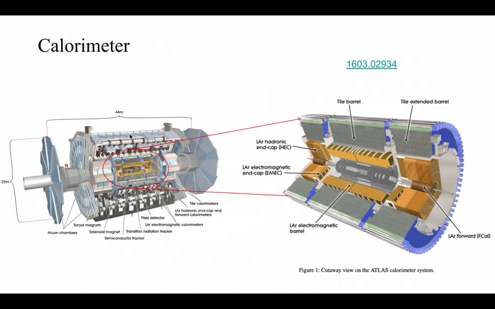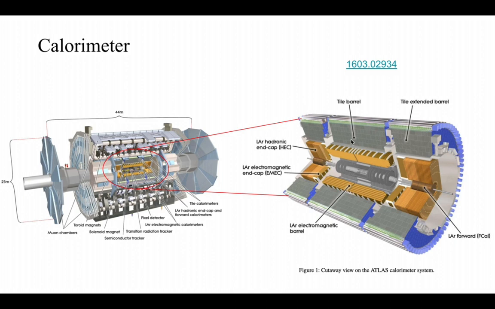Here is a 3D model of the ATLAS calorimeter. Pay attention to the human being for scale. This is the largest detector in the world. Let's focus on the calorimeter. There is the EM calorimeter. This is the liquid argon technology, shown in copper color here.